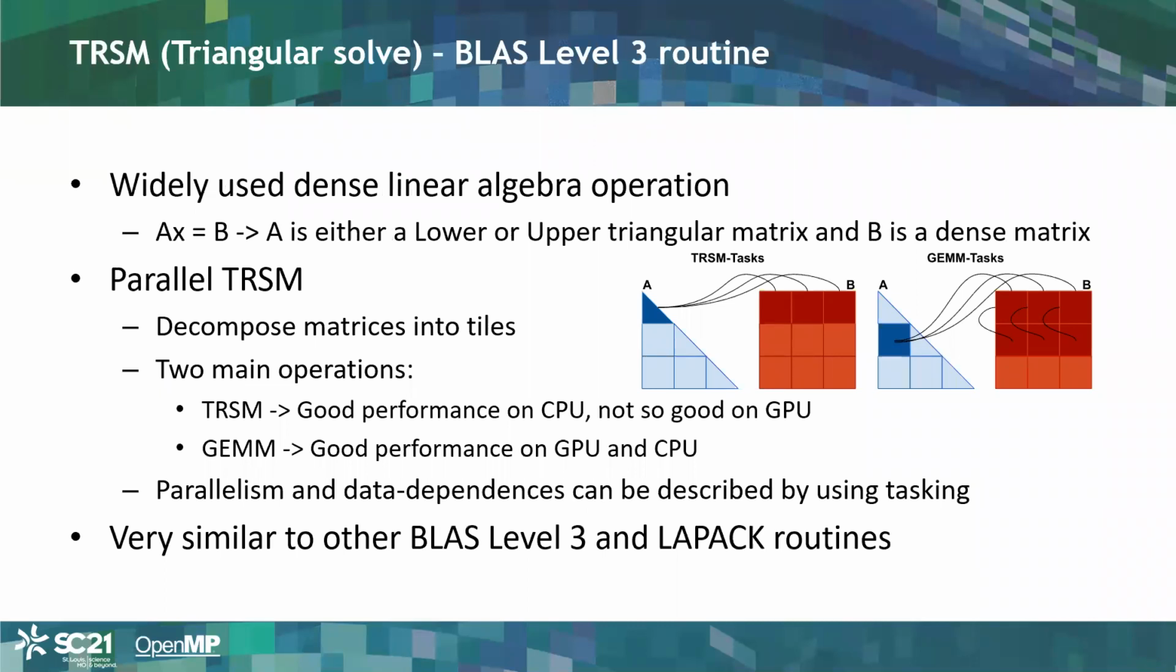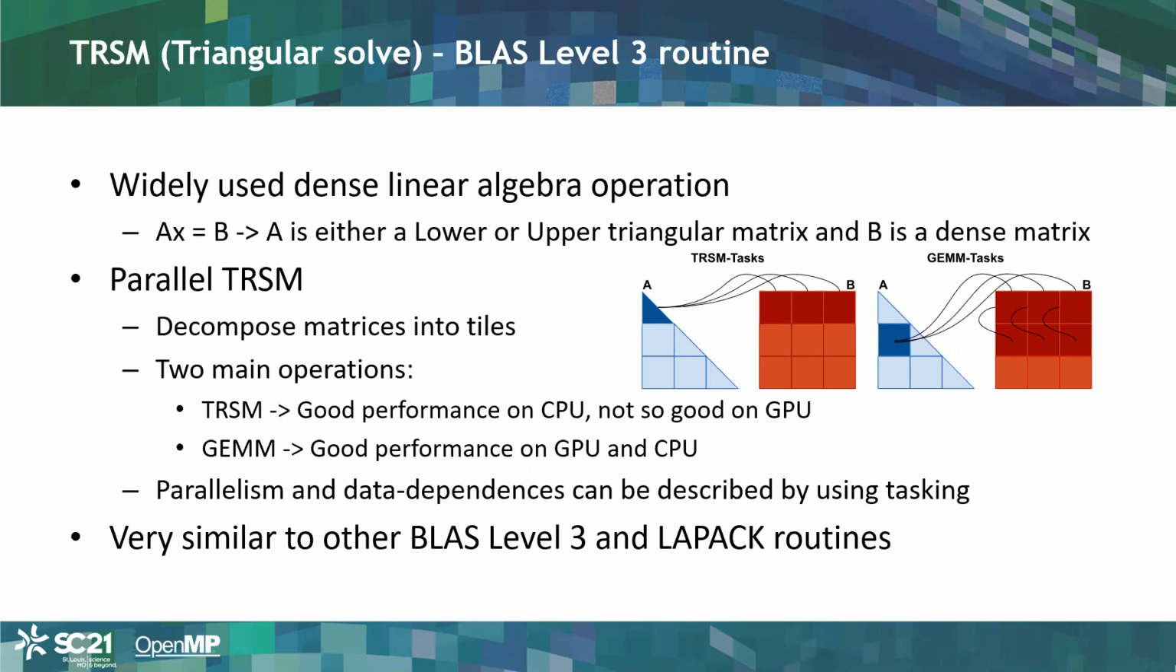The sample code that we have used to evaluate these ideas is TRSM, triangular solve. This is one of the most popular BLAS Level 3 routines and is used in many applications. This routine basically computes the equation AX equals B, where A is a triangular matrix. It can be lower or upper triangular.